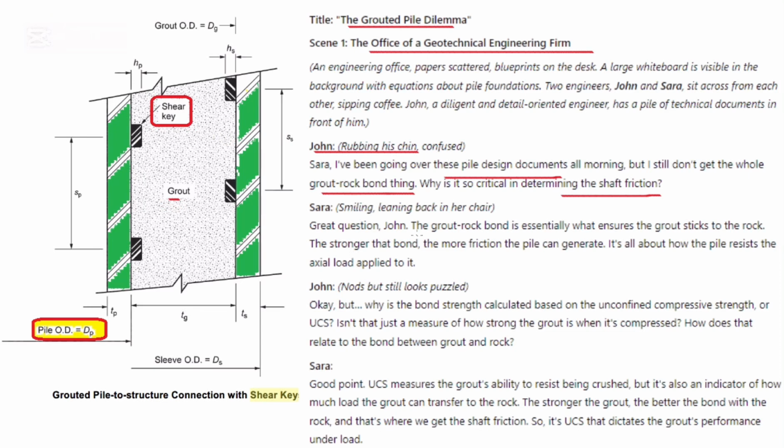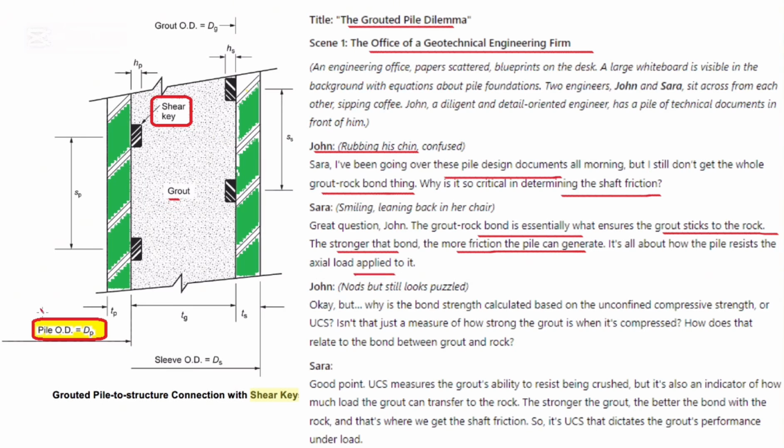Great question, John. The grout rock bond is essentially what ensures the grout sticks to the rock. The stronger the bond, the more friction the pile can generate. It's all about how the pile resists the axial load applied to it.